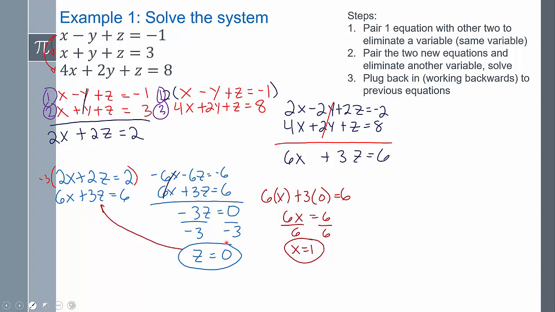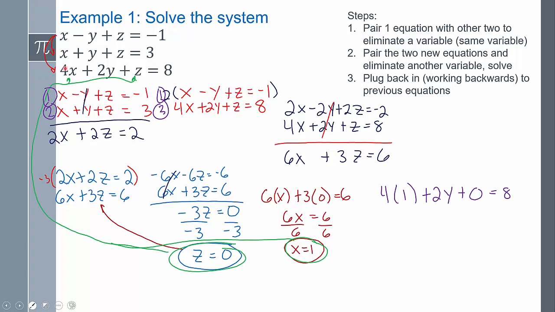Then I need to take z being 0 and x equaling 1, and plug them back into the very original equations. I'll just pick this equation. Why not? It doesn't matter which one. You can choose any of the three equations.